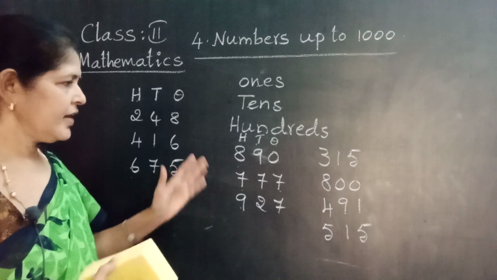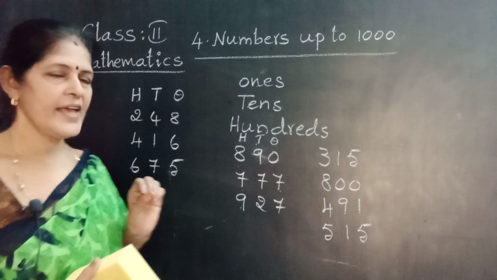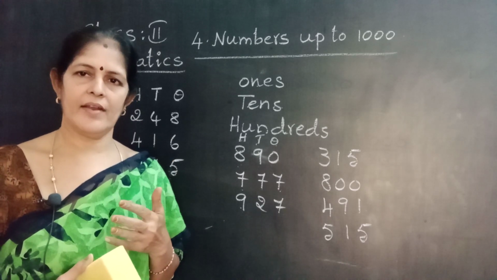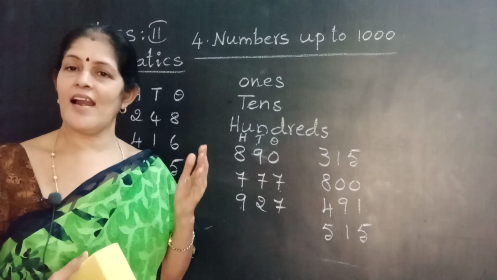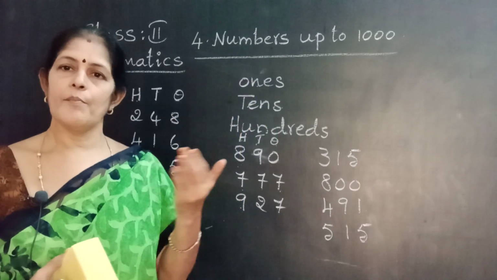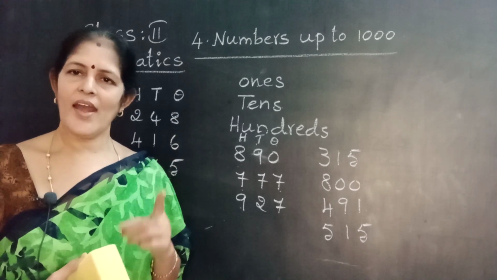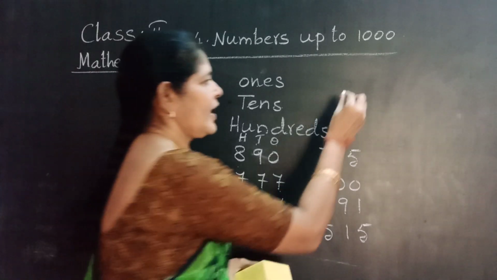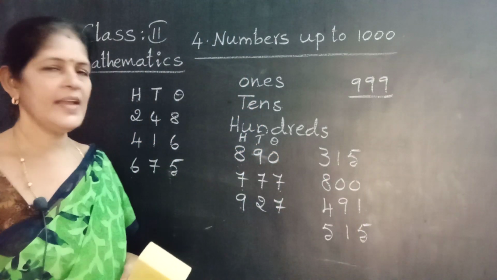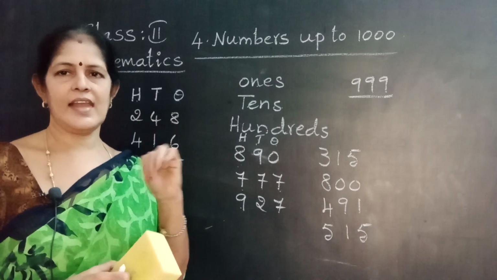Okay. Like this we are going to read three-digit numbers. The smallest three-digit number is 100. What about the greatest three-digit number? It is in the 900s. The last three-digit number, that is before 1000. 1 less than 1000. How to read this number, children? 999. That is the greatest three-digit number.